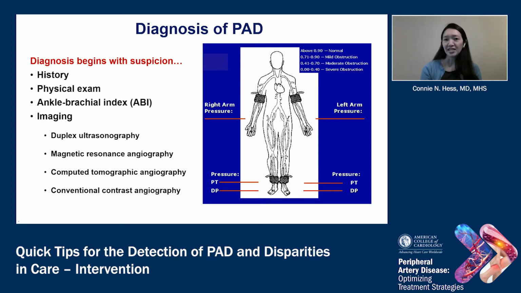In terms of diagnosing PAD, the test of choice is the ankle brachial index, shown here on the right in the graphic. Take the higher of the posterior tibialis or dorsalis pedis on the right and left, and then make a ratio with the higher of the right or left brachial arm pressures. You can see that below 0.9 is a diagnosis of PAD. Imaging is also important once you've diagnosed PAD, and that can include ultrasound, CT, MR angiography, or conventional contrast angiography. This is important not only for understanding level of disease, but also planning treatment.